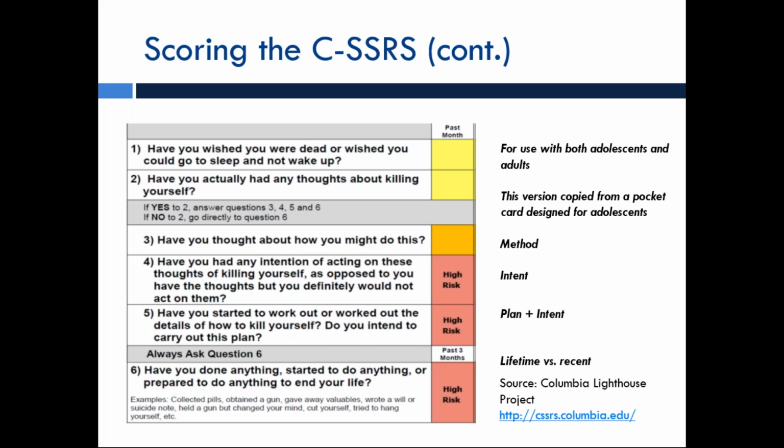Question 3 is asking about method. Have you thought about how you might do this? Because if an individual has given some thought and has a method plan, that's a higher risk. Have you ever had any intention of acting on these thoughts of killing yourself, as opposed to you would have the thoughts, but you definitely would not act on them? So this is intent. If you actually intend upon acting on these thoughts, it also indicates a higher risk. In this case, high risk. Question 5, have you started to work out or worked out the details of how to kill yourself? Do you intend to carry out this plan? So this is getting at both plan and intent. And then the last question, question 6, have you done anything, started to do anything, or prepared to do anything to end your life? So this is assessing for past suicidal behavior, and this is in the past 3 months. So you could see, the light yellow is the low risk, the orange is moderate risk, and the red is high risk.